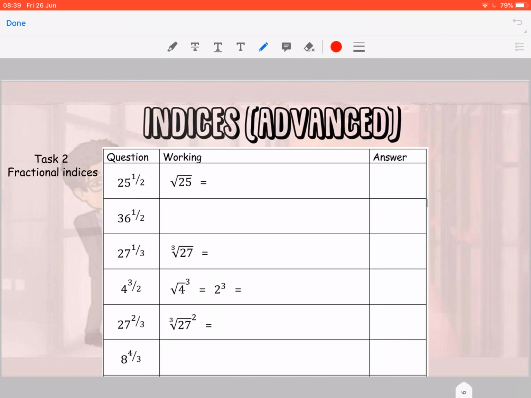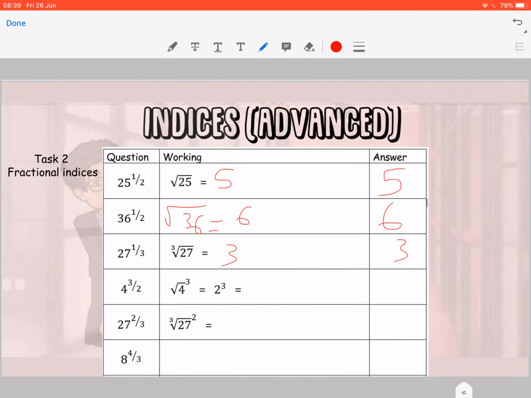Right then, cool. So I'm going to go to the first one. The first one they've started you off, it means square root of 25. So my answer is just the number 5. 36 to the power of a half means square root of 36. So my answer is just 6. Cube root of 27 is just 3. So my answer is 3.